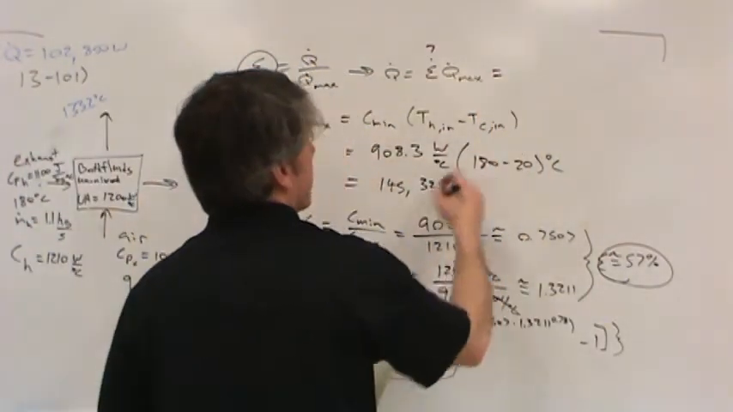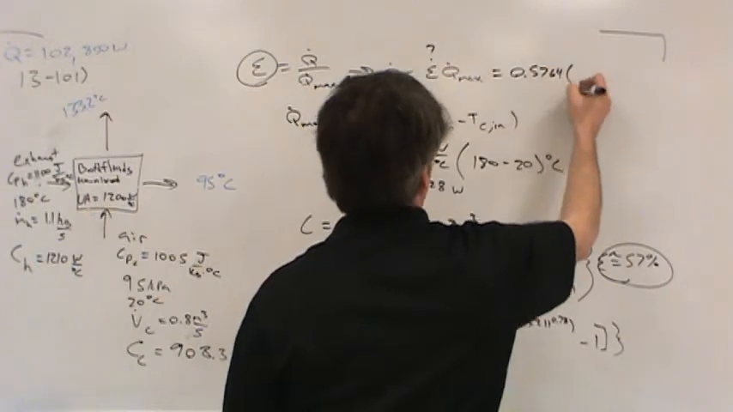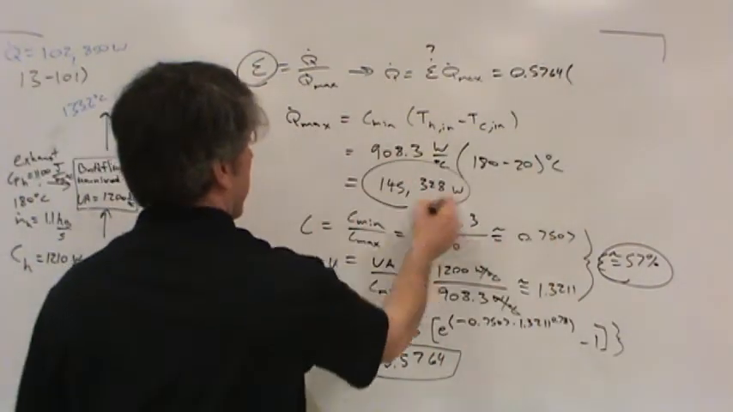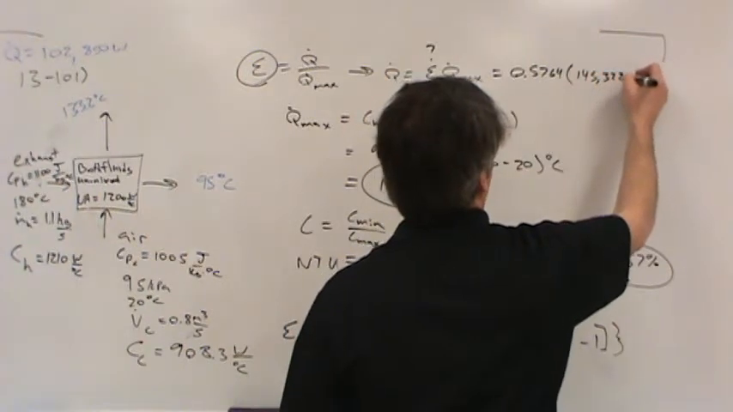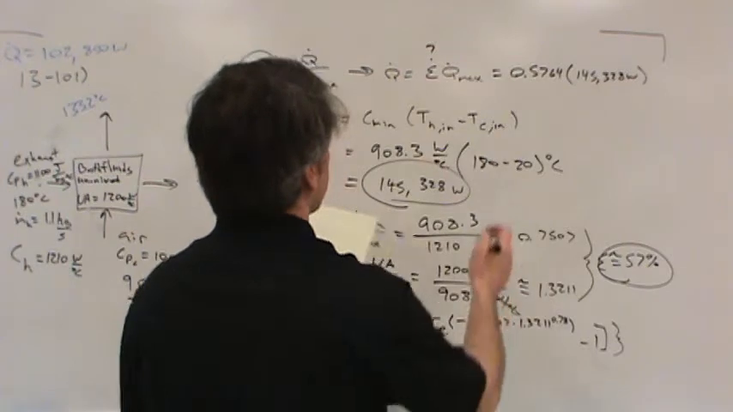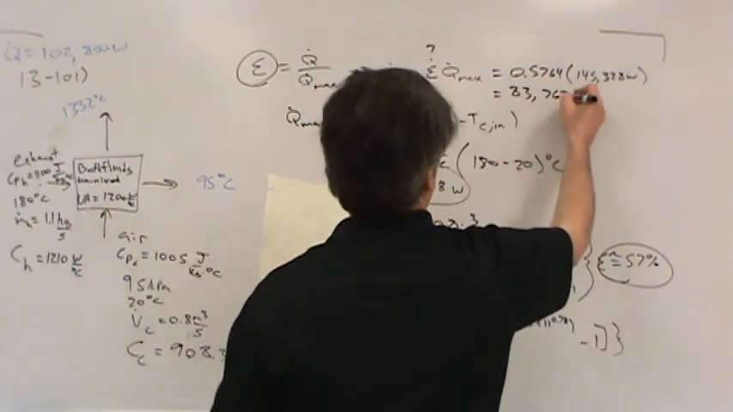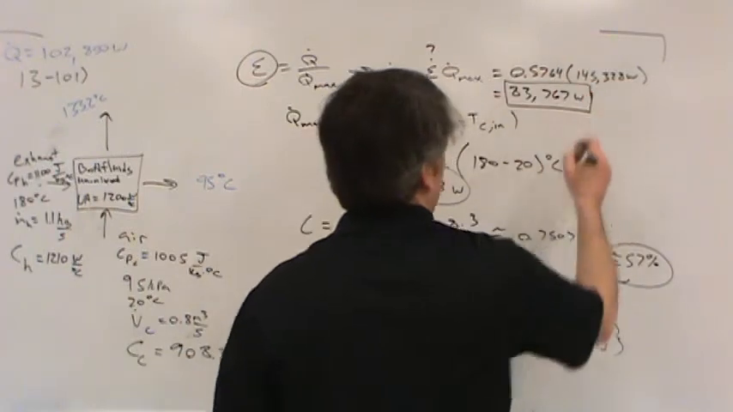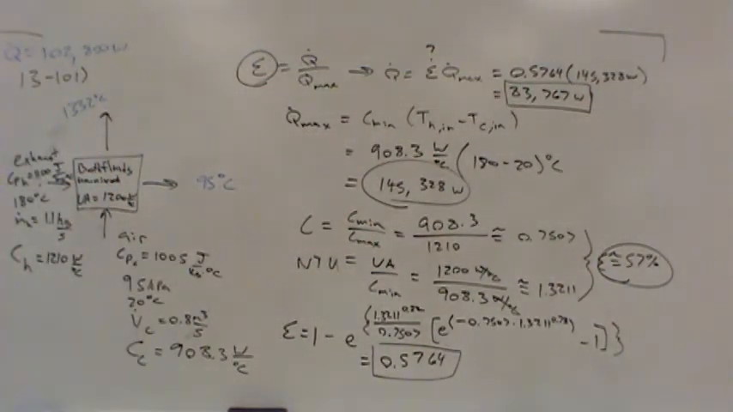So the actual heat transfer rate would be 0.5764 multiplied by Q dot max, which was right here, 145,328 watts. When you plug that into your calculator, you find that the heat transfer rate is 83,767 watts. This is the answer that your authors were trying to get you to find. Okay? Still have 6 minutes, we're doing good. But the actual heat transfer rate is about 102,000.